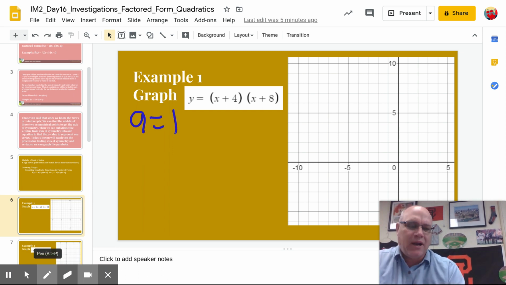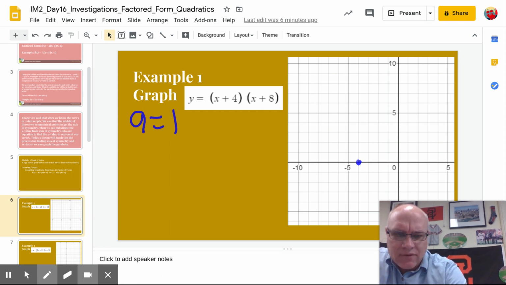So this is just like the parent graph, except the vertex is going to be in a different location than (0, 0). So now we know that this crosses at (-4, 0) and it crosses at (-8, 0). All right. So now, how do we figure out the line of symmetry?